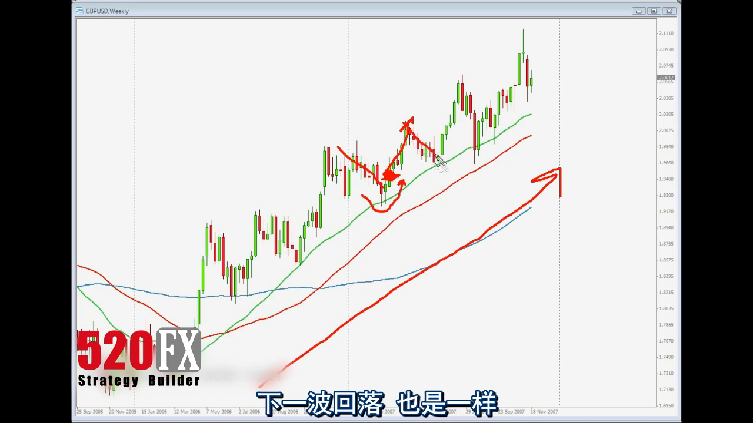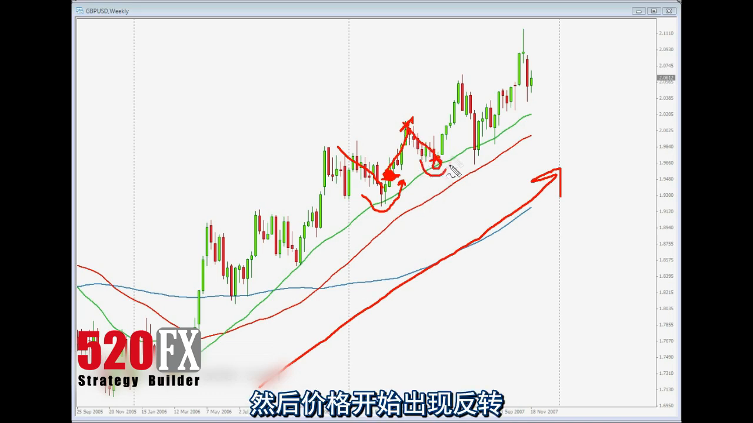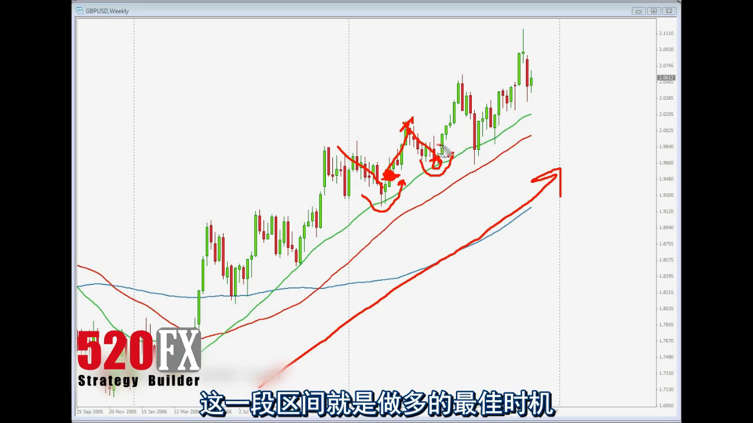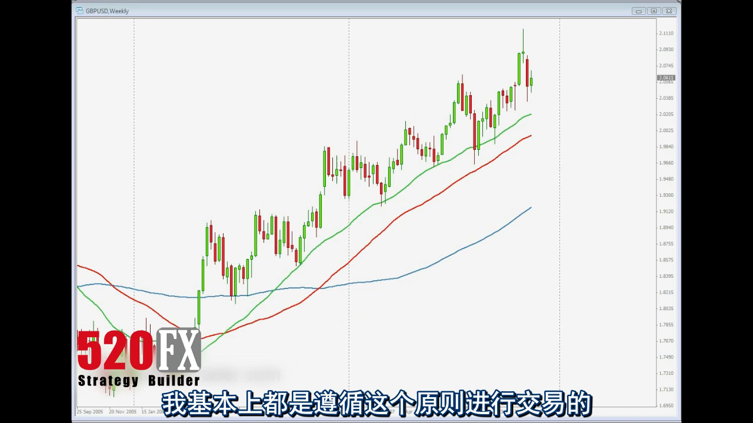Next retracement, same story. We reach the dynamic area, we see price beginning to turn around. This would have been a nice area to enter long for another swing up. That's basically what I do in my usual trading approach.